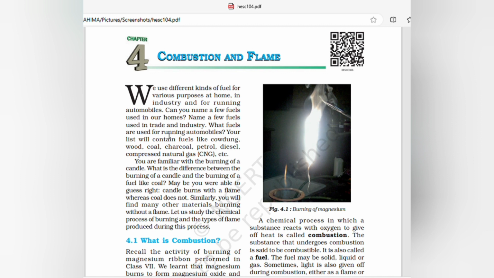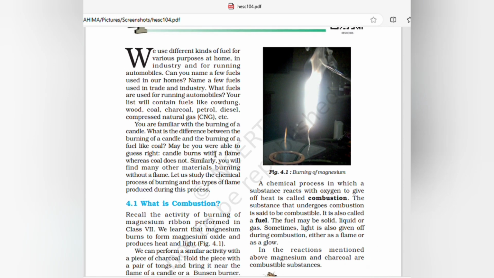What fuels are used for running automobiles? Petrol, diesel. Your list contains fuels like cow dung, wood, coal, charcoal, petrol, diesel, compressed natural gas, that is CNG, etc. You are familiar with the burning of a candle. What's the difference between the burning of a candle and the burning of a fuel like coal?